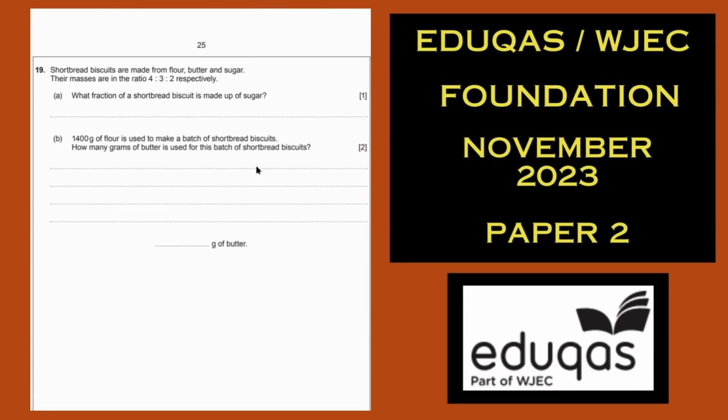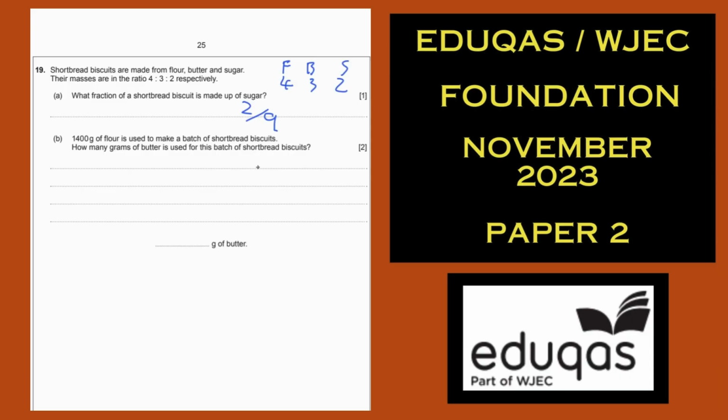Number 19, bit wordy. I always like to go flour, butter, sugar, 4 to 3 to 2, just in case it means I've got easy access to which number refers to which ingredient. Fraction of shortbread biscuit is made up of sugar. Sugar has a 2 next to it. Add them all up. 9 shares. We're done.